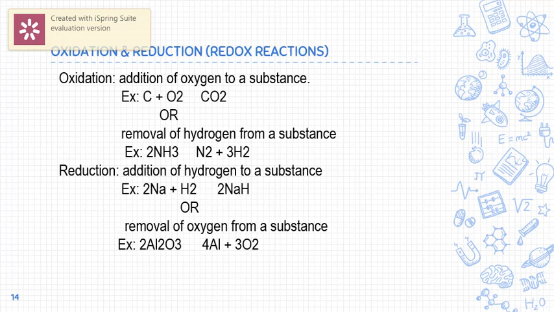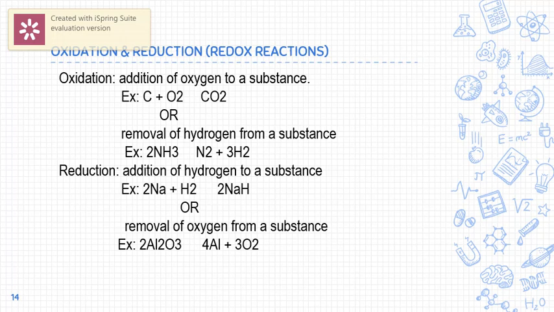I have taken an example of the decomposition of ammonia. From the ammonia, I am removing hydrogen. So it is the removal of hydrogen from the substance ammonia, which comes under the type known as oxidation reaction. So oxidation means either addition of oxygen or removal of hydrogen. Now the opposite of this is called reduction. Reduction is the addition of hydrogen to a substance. When sodium reacts with hydrogen, sodium hydride is formed. Here hydrogen is added onto sodium to form sodium hydride.